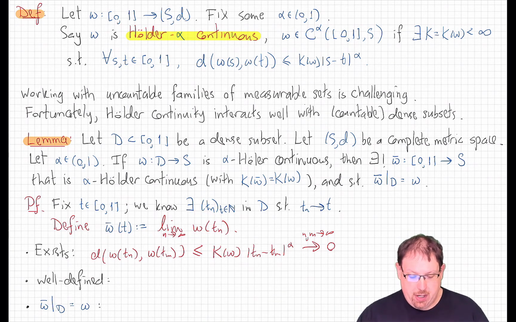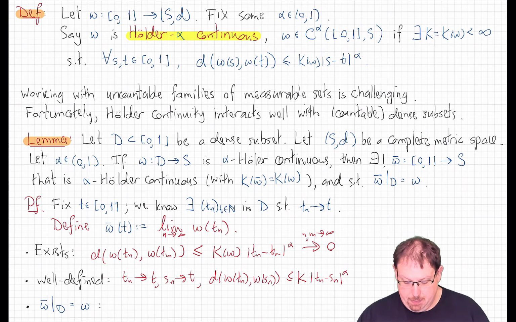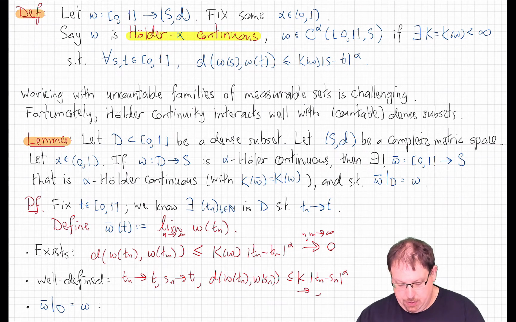Great. But why do we get the same answer no matter which sequence Tn we choose here? Well, basically the same calculation again. If I have two sequences Tn and Sn, which both tend to t, then the distance between omega at those two sequences is less than or equal to the constant times Tn minus Sn to the alpha. And because those two sequences both tend to the same limit, that distance goes to 0. And that shows that these two things have the same limit. And so this is perfectly well defined.